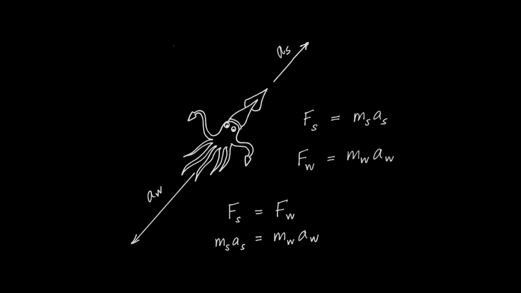And I've drawn that here with my squid. My squid is going to accelerate in the direction the squid intends to go. I've called that the acceleration of the squid, AS. And it does that by expelling water in the opposite direction. So I have a vector here that says AW, the acceleration of the water. Notice, I did not draw those two vectors equal in length. In fact, I've drawn the acceleration of the water as a larger vector.